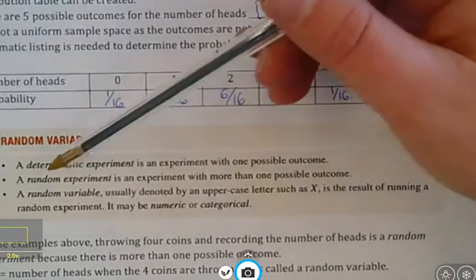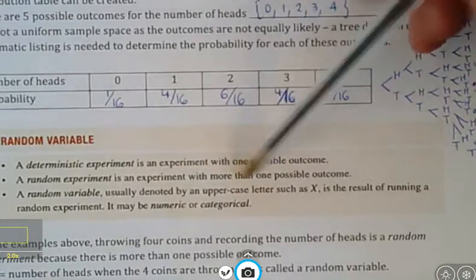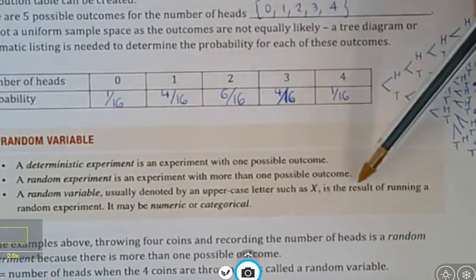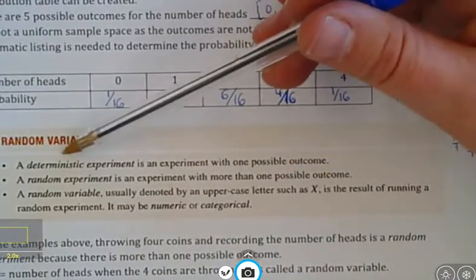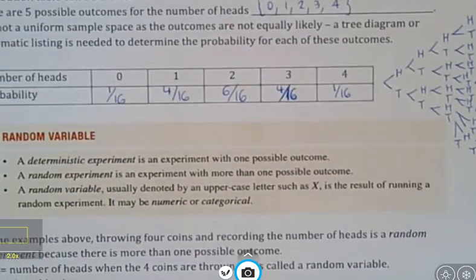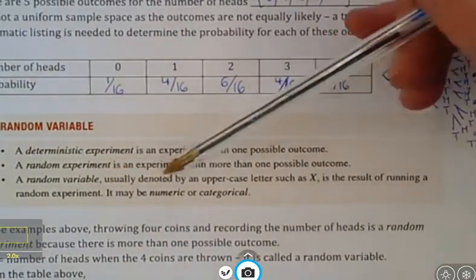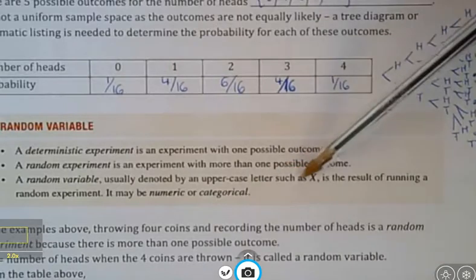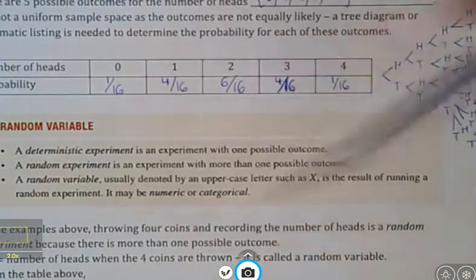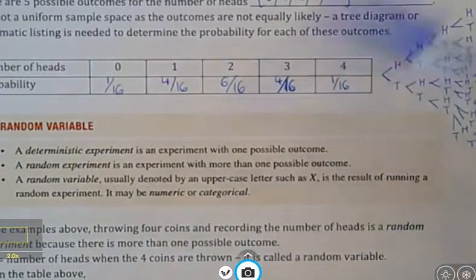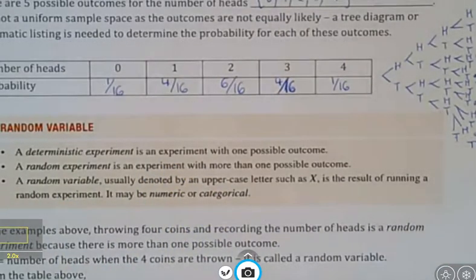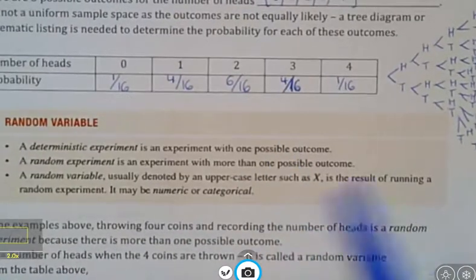A random experiment is an experiment with more than one possible outcome, and that's what we're dealing with. We're not dealing with deterministic experiments. And a random variable, so we're just going to look at terminology now. A random variable, usually denoted by an uppercase letter such as X, is the result of running a random experiment. Variables can be numeric or categorical, but we're just dealing with numeric ones at the moment.